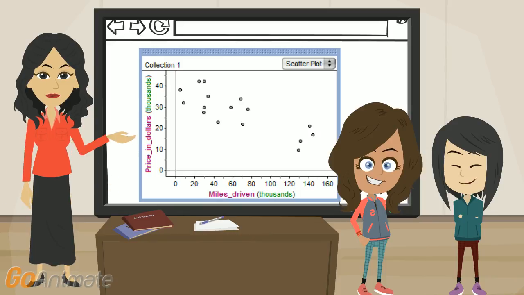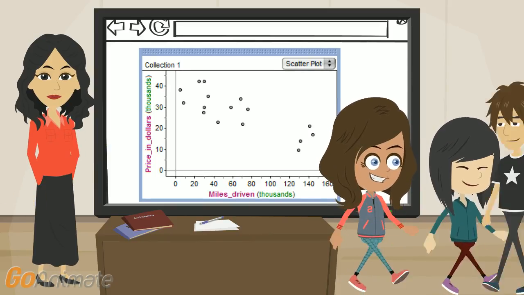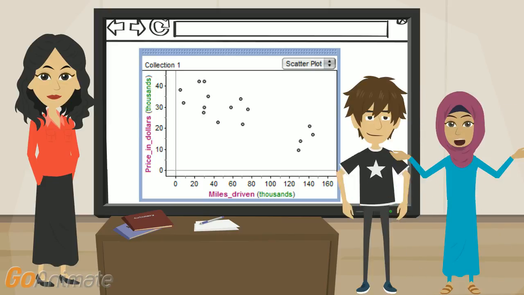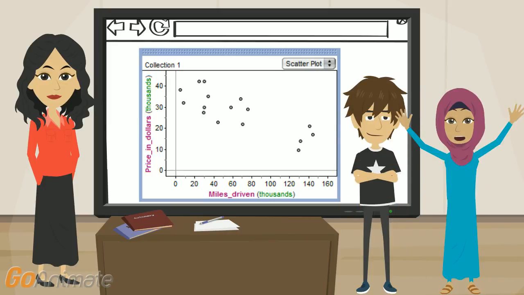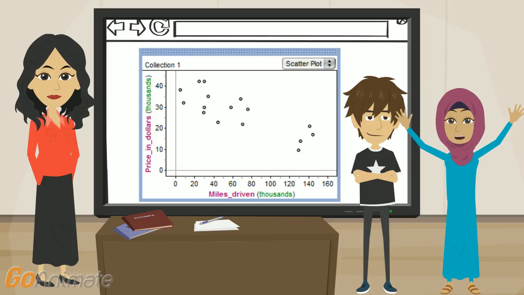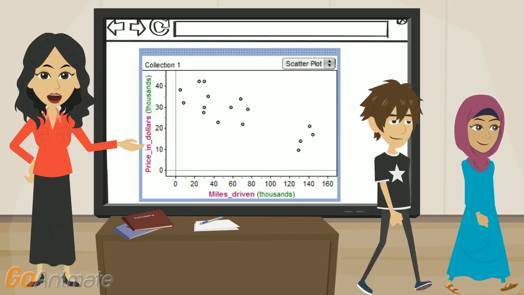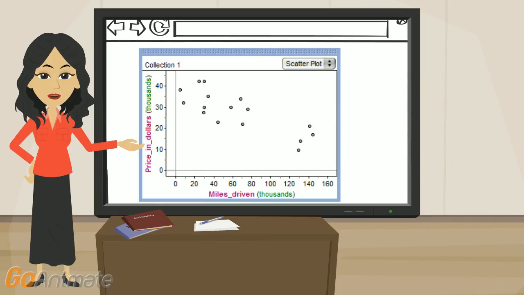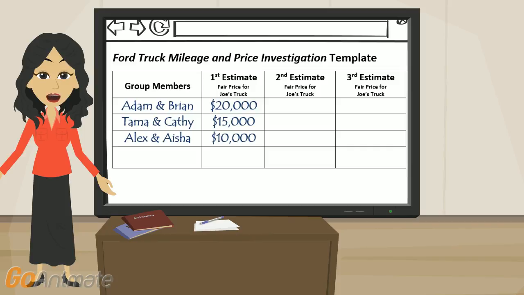Alex and Aisha, can you please come up and share with the class? Yes, Ms. Smith, we thought that the way the points were going in the scatter plot, it looked like the price of the truck would be a little under $10,000. Very good, thank you, Aisha. Thank you, Alex. Looking at the Google Doc, you can see that there is a wide range of values that you all concluded, ranging from $10,000 up to $20,000.